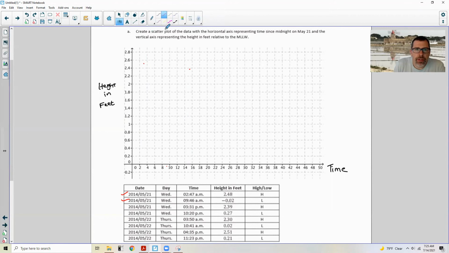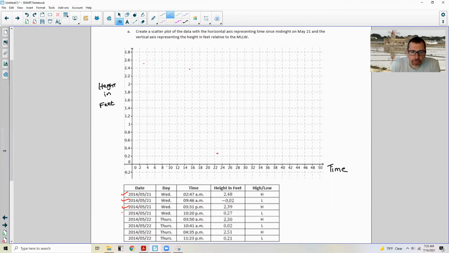All right. So continuing. Wednesday, we're still in Wednesday, 10:20 p.m. Adding 12 would be 22:20. 22 is here, 23 is here. So in between the halfway point, somewhere around here, it is 0.27. 0.27 would be way down here.